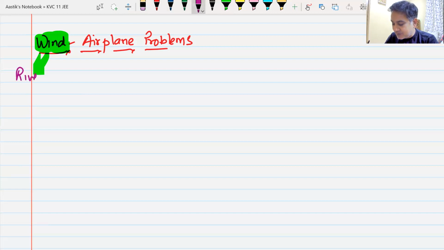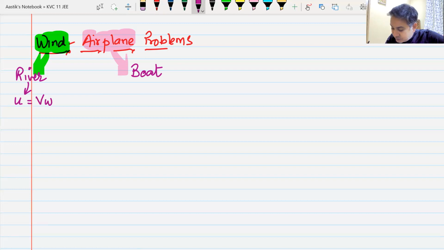River boat problems. River has been replaced by wind. Boat has been replaced by the airplane. Boat moves in water, airplane moves in wind. In the exam, the problem is exactly similar. Now we were given the velocity of river with respect to ground u. Here you will be given velocity of wind with respect to ground. Do we understand this?